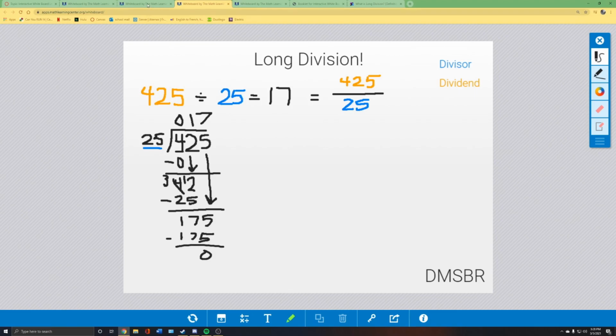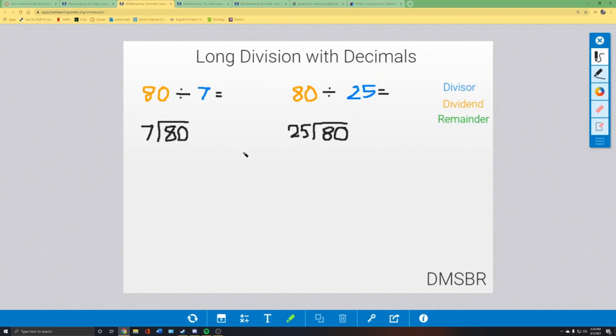So let's move along: long division with decimals. I have two examples here because there are two types of answers I want to go over. Or, sorry, two examples of one type of answer. We're going to be going over terminating decimals. We're going to begin with 80 divided by 25 first, as it comes out a lot easier than 80 divided by 7.